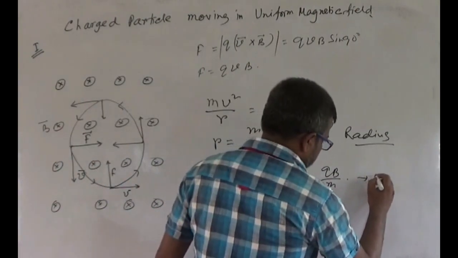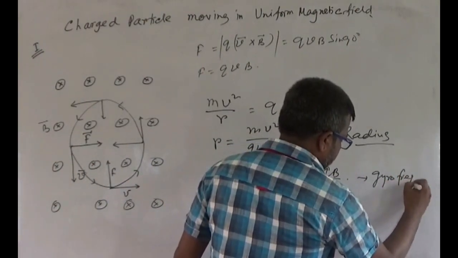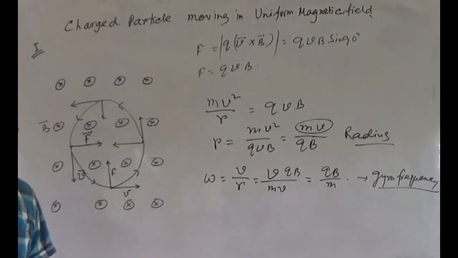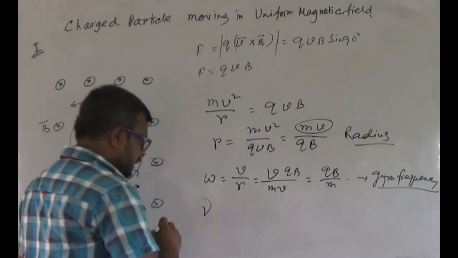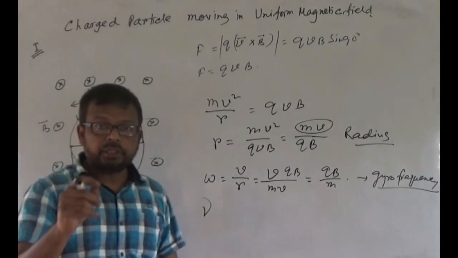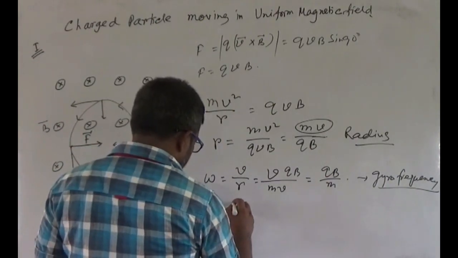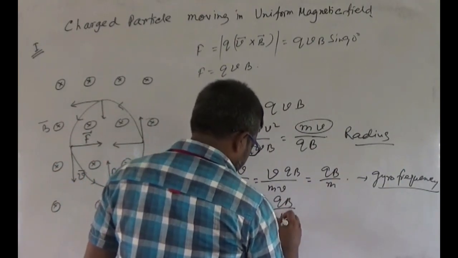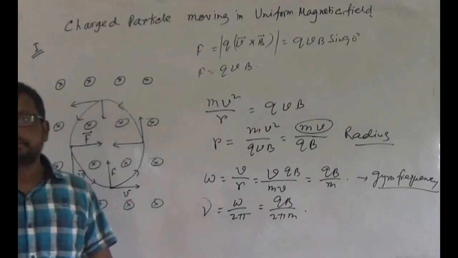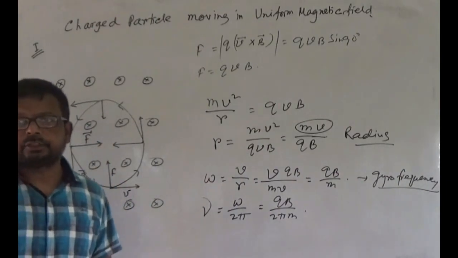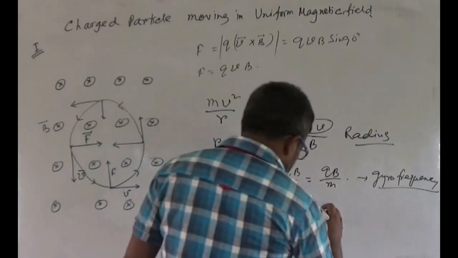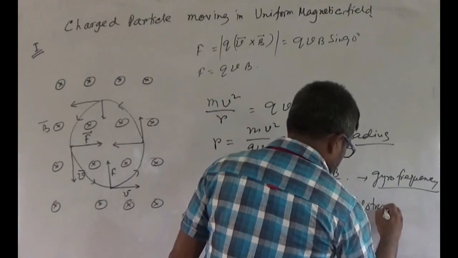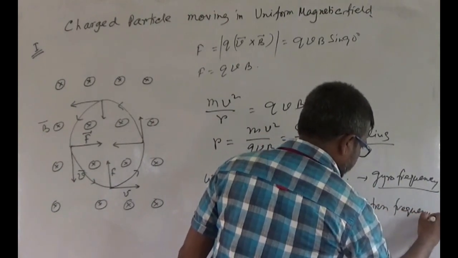And this frequency is called gyro frequency. Omega is called the gyro frequency, right? And if nu is the frequency of rotation, then nu is equal to omega by 2 pi. That means qB by 2 pi m, which is also independent of velocity and so the energy of the charged particle. This is called the cyclotron frequency.